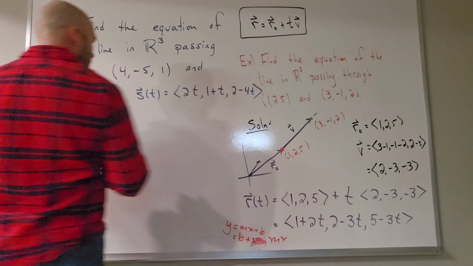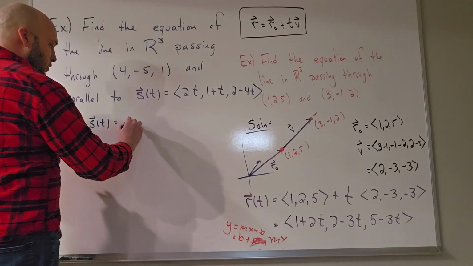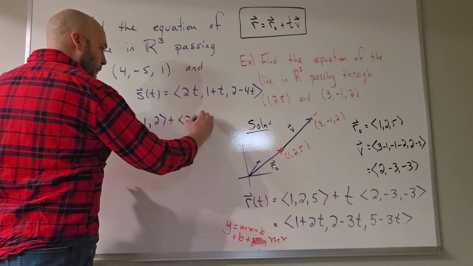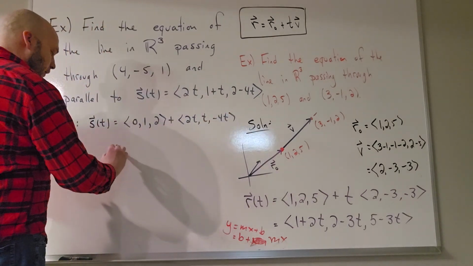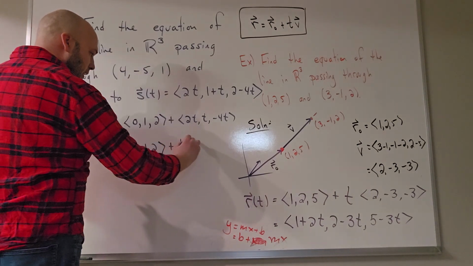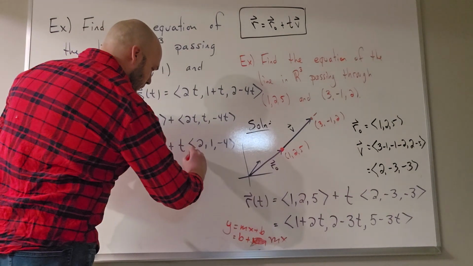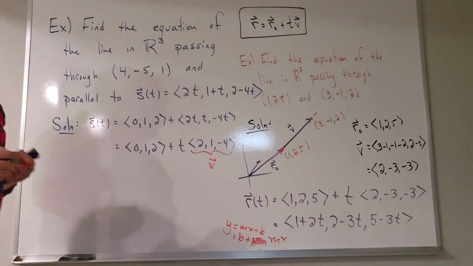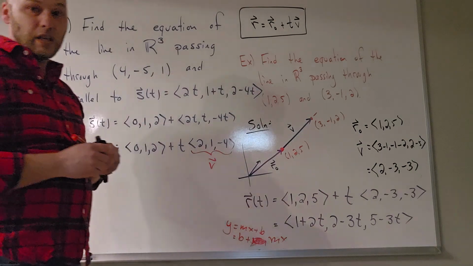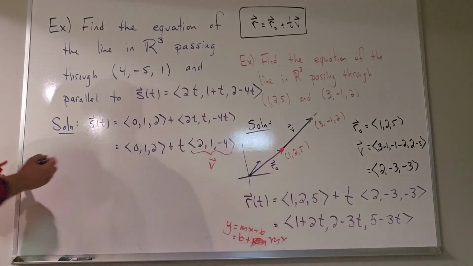So I can separate s as follows. This would be 0, 1, 2, plus 2t, t, minus 4t, and then I can factor a t out. So that would be 0, 1, 2 for the initial vector for s, plus t times 2, 1, negative 4. So for the vector s, that's the vector v. And since I'm trying to find the equation of the line that's parallel to this, they're both going to be parallel to v, and so I can use this for the line that I'm trying to find.